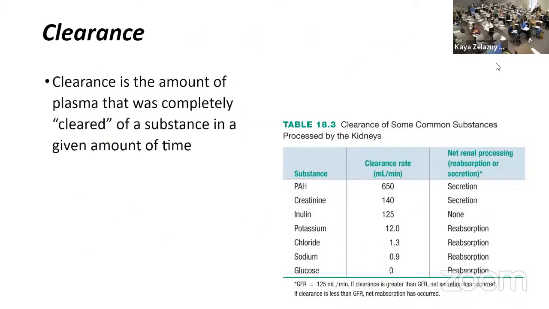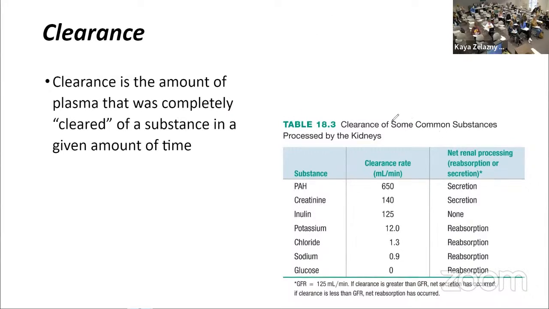Finally, we have clearance. This is another term you'll hear related to measurements of different renal processes. So the idea of clearance, it's basically how much imaginary plasma got fully cleared of a substance. So like you removed all of it from that volume of blood, okay? So we have typical clearance rates listed out here in table 18.3 from your textbook. And we can see the net renal processing as well.